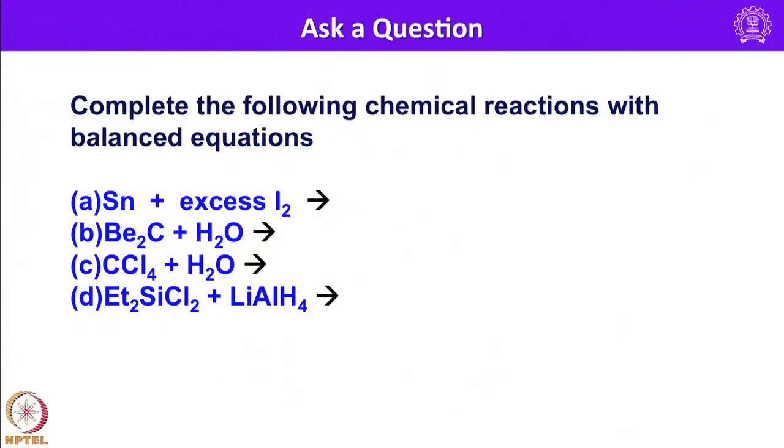Okay. So, now before I conclude, let me look into a couple of questions here. Here is a question, you can see that one. Complete the following chemical reactions with balanced equations. For example, if you take tin and treat with excess of iodine, what happens? Beryllium carbide treated with water, carbon tetrachloride with water, diethyl dichlorosilane reacts with lithium aluminum hydride. One can give the products here.